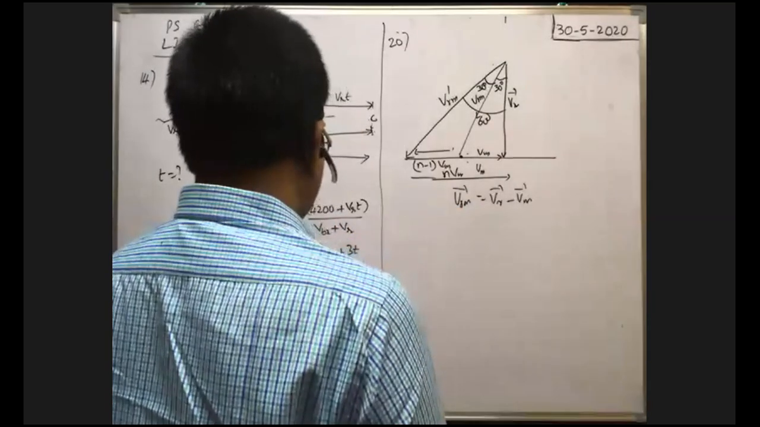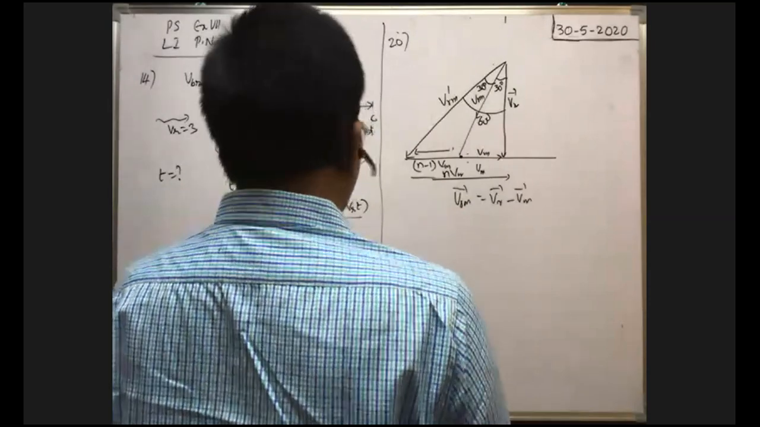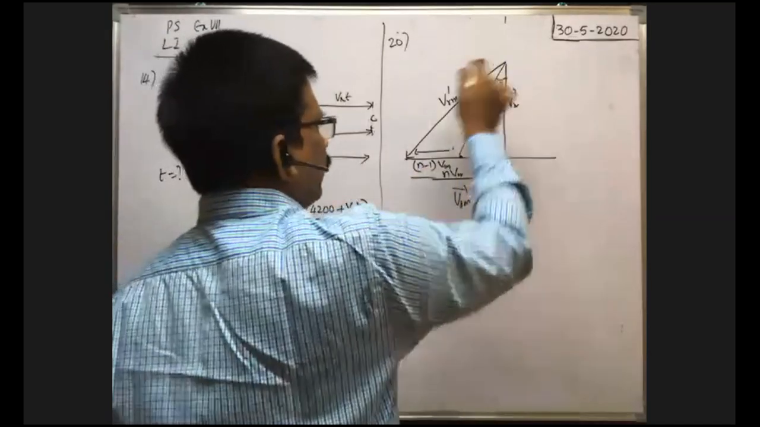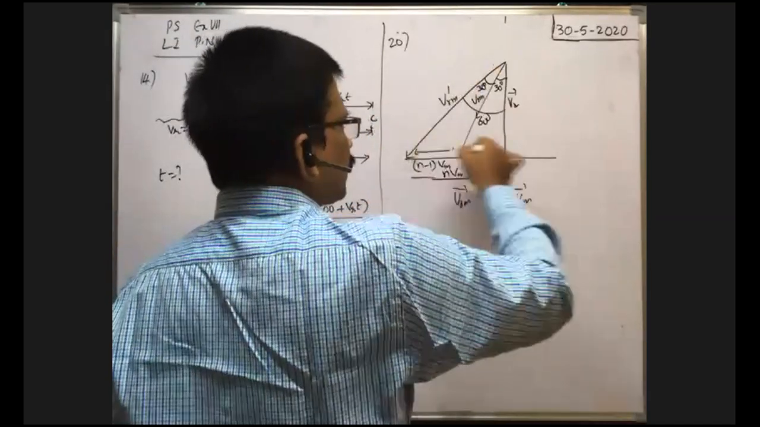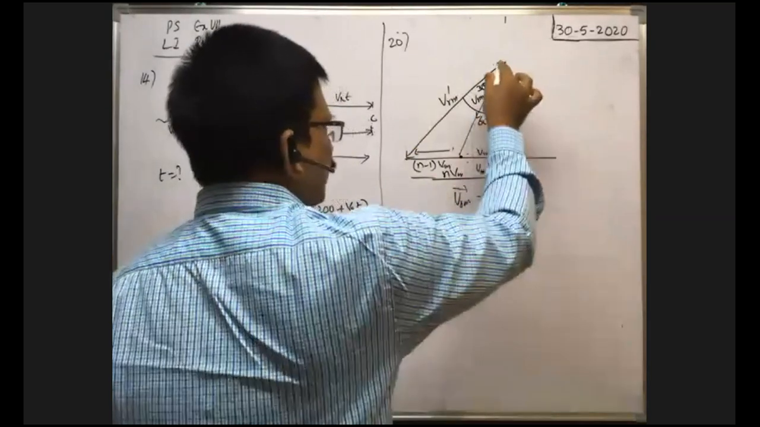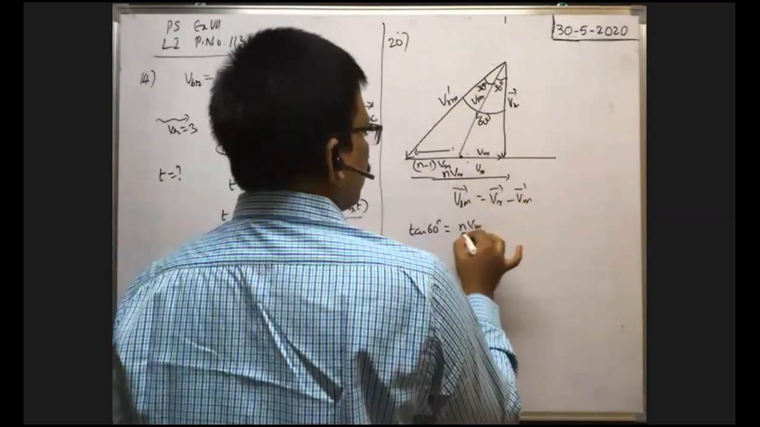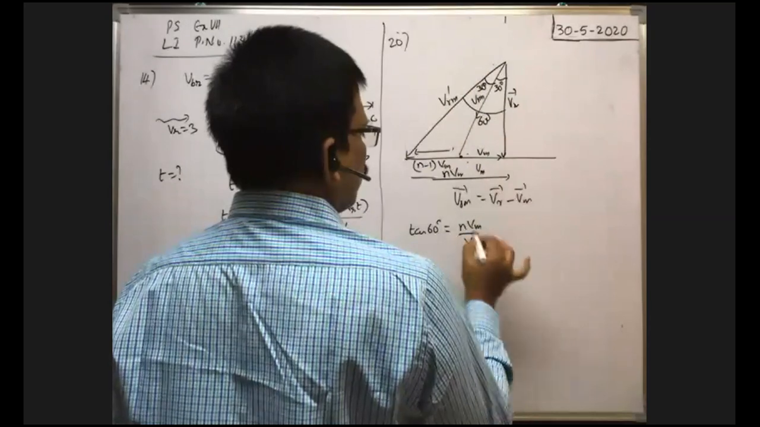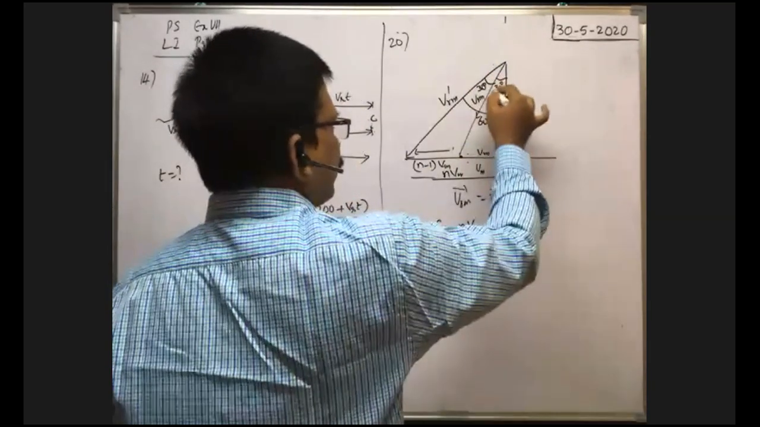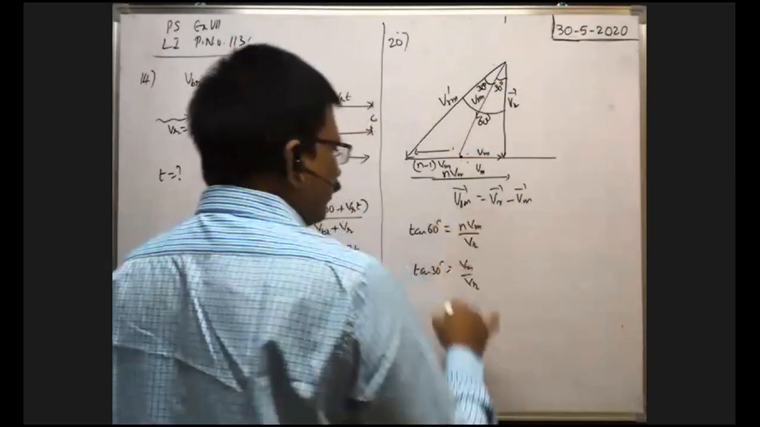Because what they asked is by how many times, that's just n they asked. Now you see, in this right angle triangle, tan 60 is equal to, tell me what is the value? Tan 60 is equal to, opposite means n into Vm, adjacent means Vr. Tan 30 in this right angle triangle is equal to Vm by Vr. Divide these two.